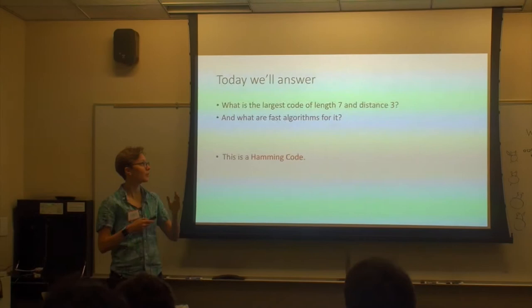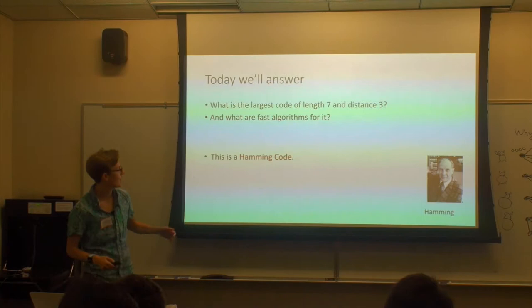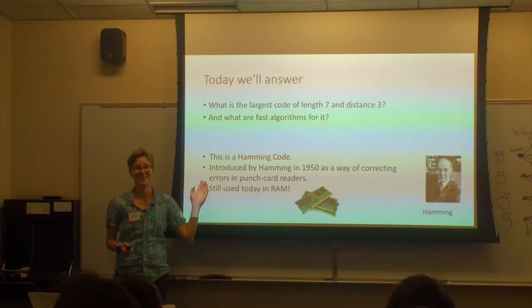So what we're going to see is called the Hamming code. This is the code that Hamming came up with to fix that punch card reader. It was introduced in 1950 as a way of introducing error-correcting codes in punch card readers, but it's still used today in RAM. So this code has tremendous staying power.